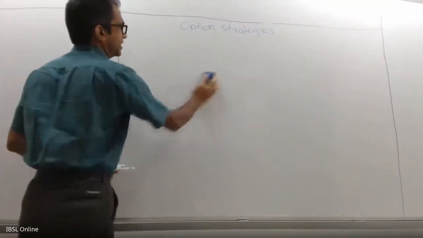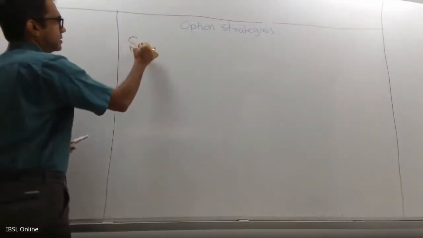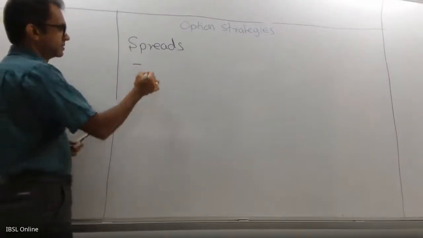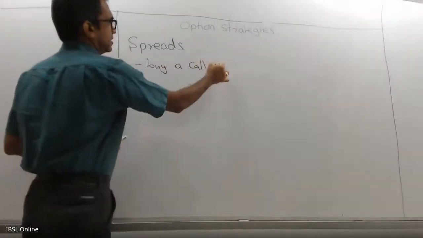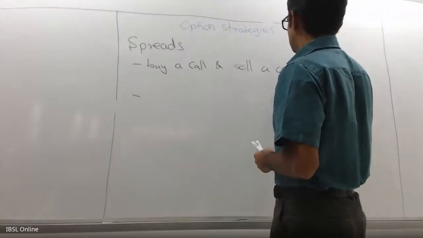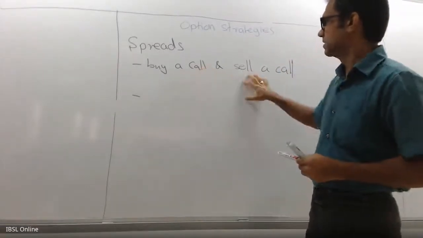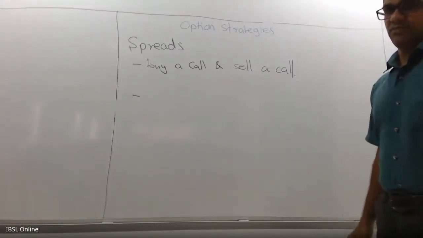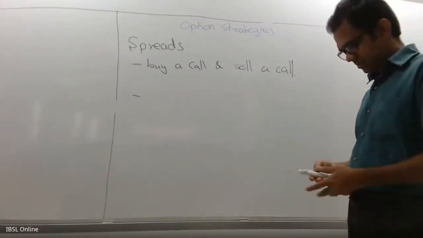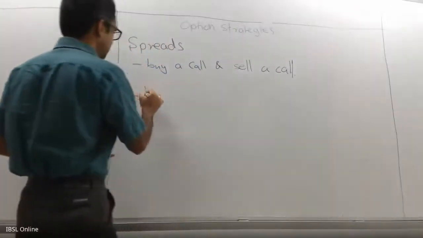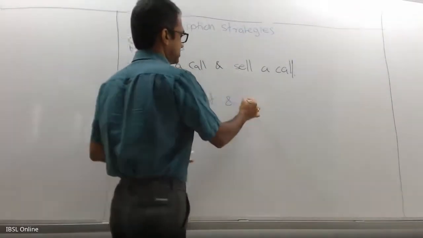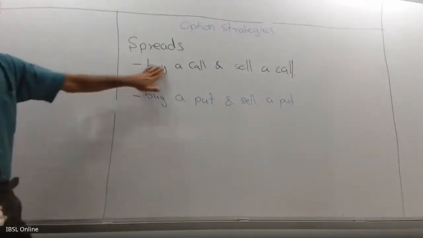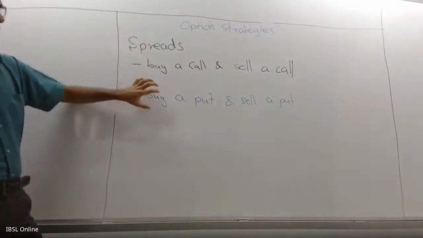So in vertical spreads, either buy a call and sell a call, or buy a put and sell a put. Simultaneously buy and sell the same class of options. That means either call options or put options, on the same underlying asset. Either you buy a call and sell a call, that is one type of spread, or you buy a put and sell a put.